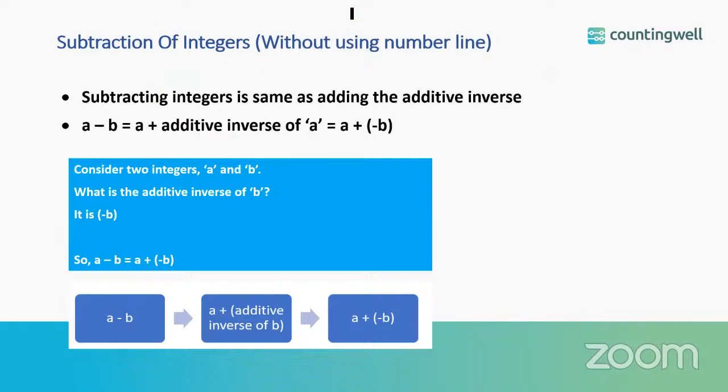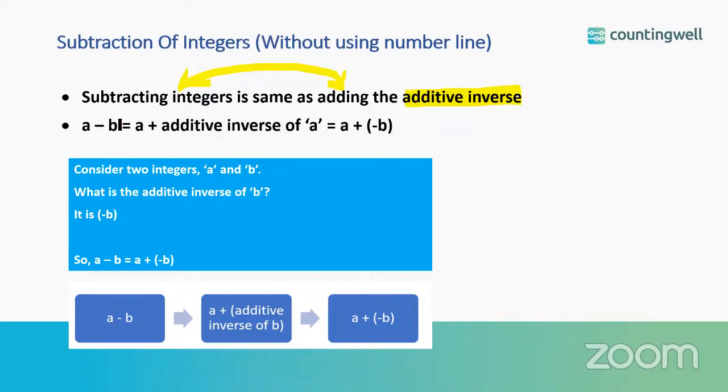Subtraction of integers. So without using number line, how can you do subtraction? If you know what is additive inverse, then you can subtract integers by using this statement. What does the statement say? Subtracting integers is the same as adding the additive inverse. So what is additive inverse? Additive inverse of an integer is a number which when added to that integer gives you the resulting sum as 0.